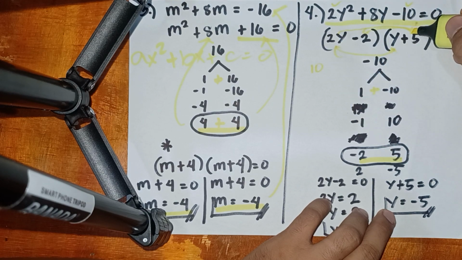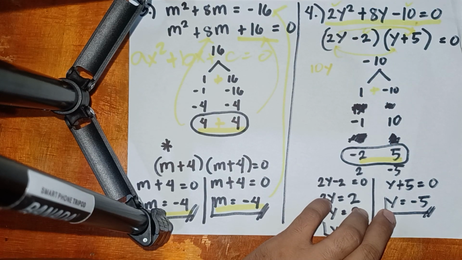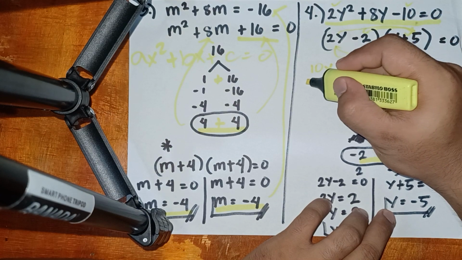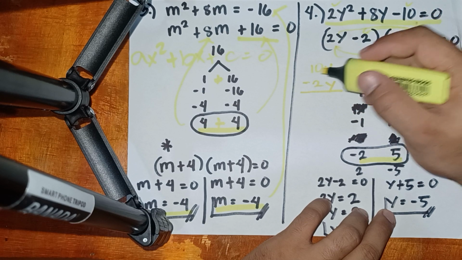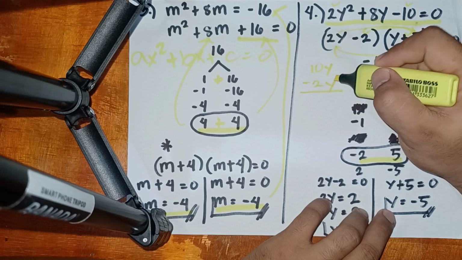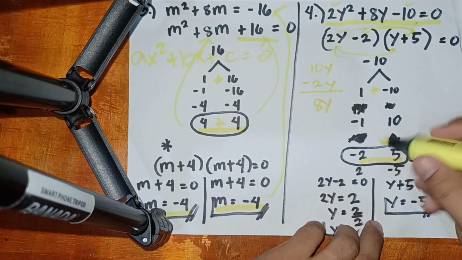Then to verify the second term, we need to multiply outer and inner, so that would be 2y times 5, 10y, and negative 2 times y, that would be negative 2y. Now, if you're going to combine similar terms, or you're just going to add that because they both have the variable y, that would result to 8y. So this is the correct factor to use.